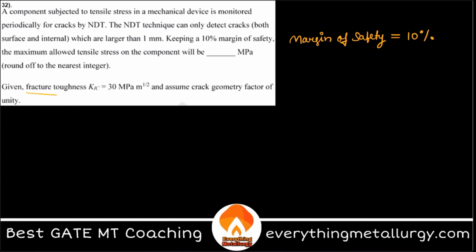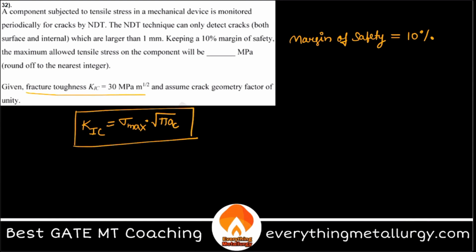And they gave the fracture toughness, KIC. So we know what is KIC. KIC is sigma max into root pi AC. That means when your crack length is reaching your critical crack length, we say that the stress intensity factor will be your fracture toughness, which is KIC. So you can easily calculate your sigma max from here. KIC is 30 equal to sigma max into root pi into AC.